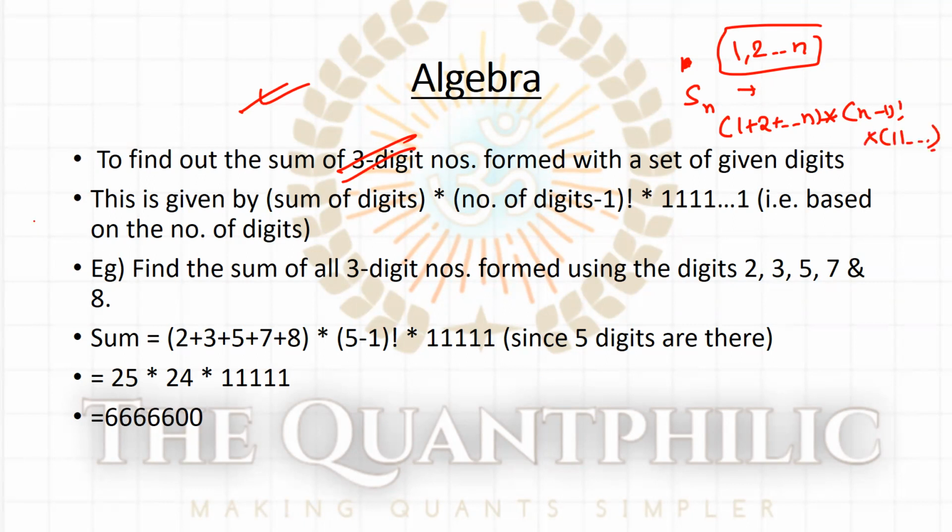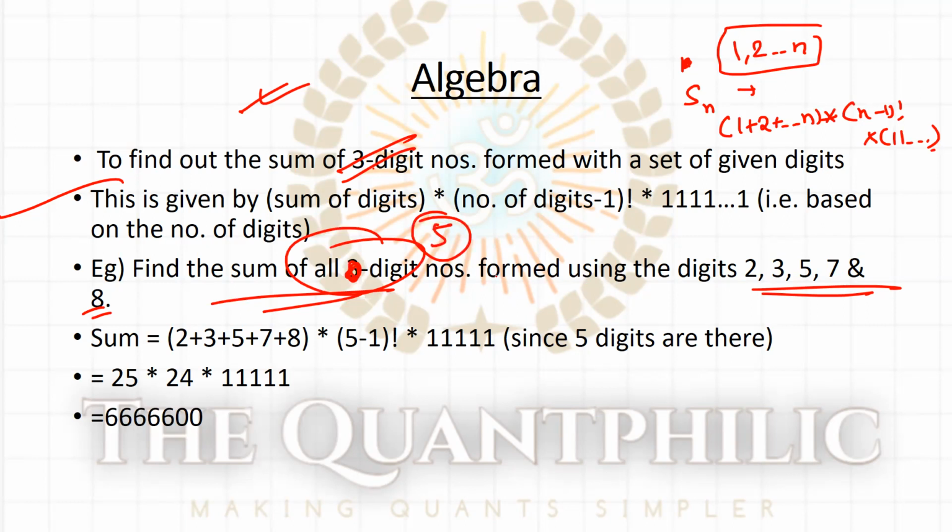Now if we take this to a question: the sum of all the three-digit numbers formed using these digits. This will be complicated, so first let's take a five-digit number. We have the digits 1, 2, 3, 4, 5. The sum of all the 5-digit numbers using these digits.